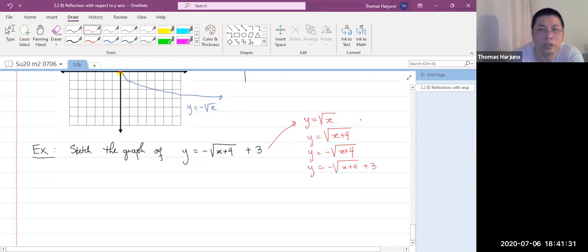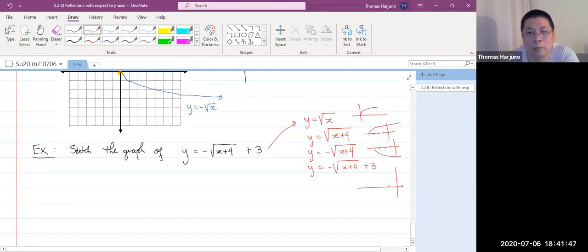Originally, that's square root of x. I move 4 units to the left. So that's what it looks like. And then make it upside down. Comes like that. And then we move up 3 units. That's the new quote-unquote vertex now.